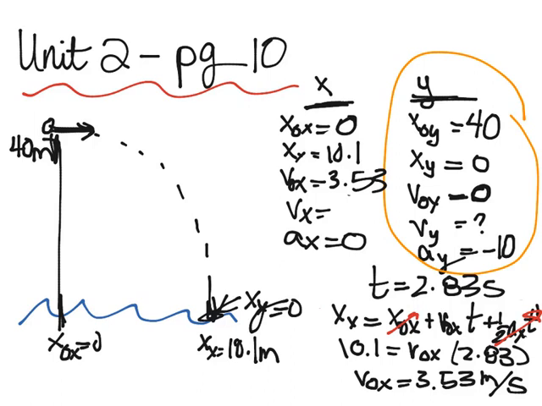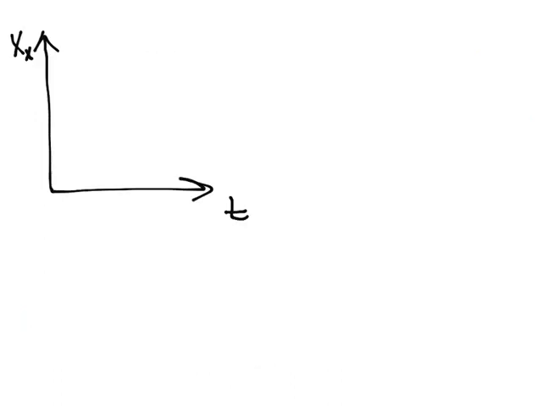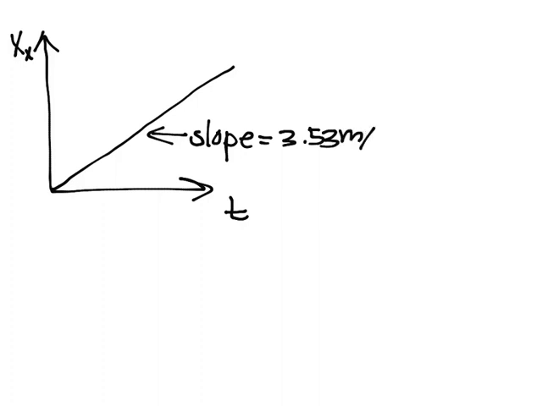Because our acceleration is equal to 0, we know that we don't have a parabola, instead we have a straight line. Okay, because we start at 0, our graph is going to be at 0, and our slope should be 3.53. So I'm just going to start at 0, straight line up, and I'm going to write slope equals 3.53 meters per second.